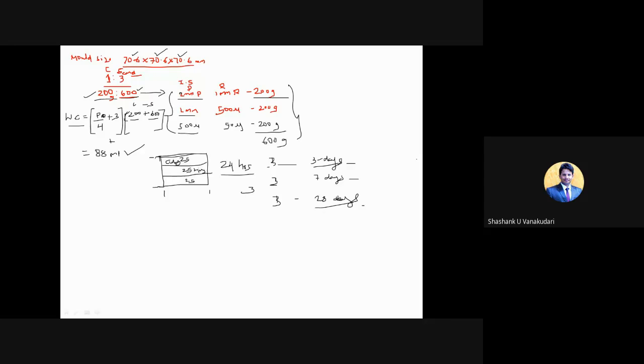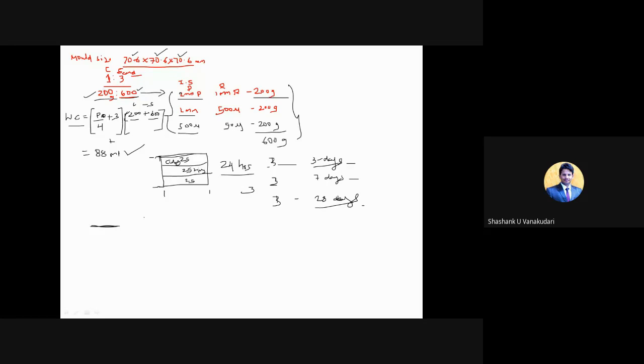And after the 28 days, we'll remove that cube, and we'll keep it in sunlight, so that whatever water content is there should be drained off. No water content should be present within this particular cube.